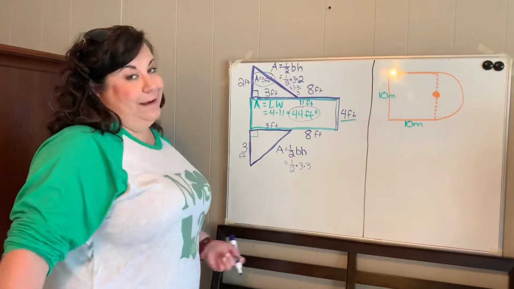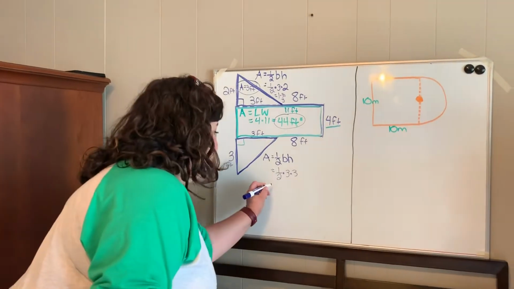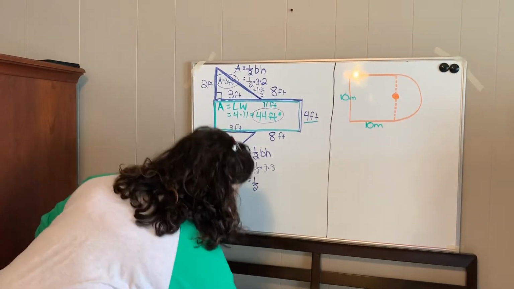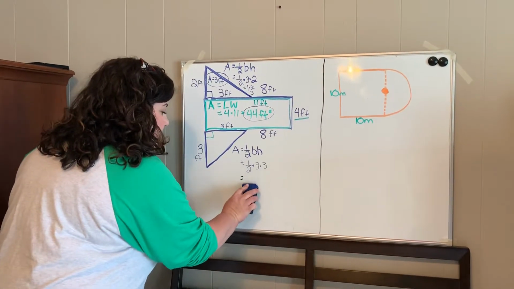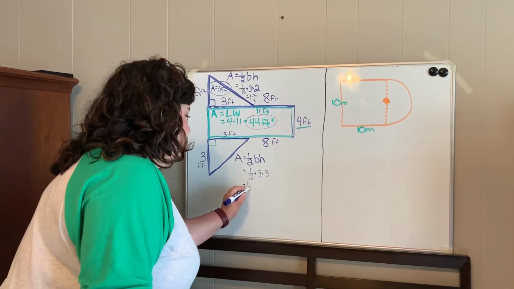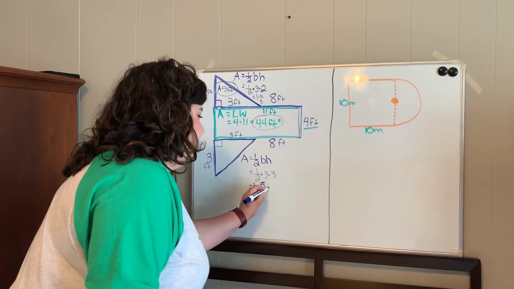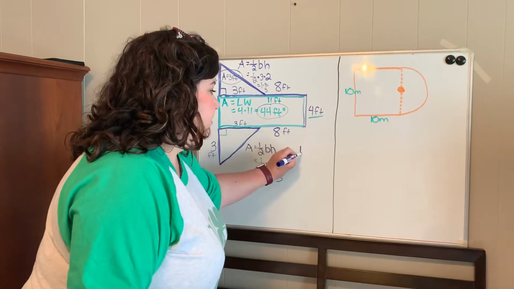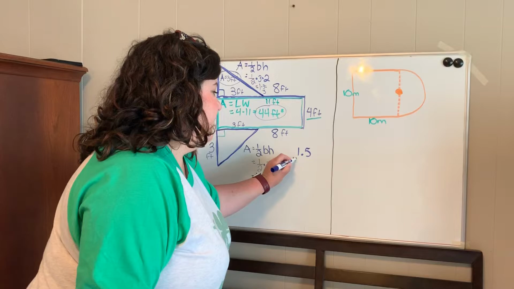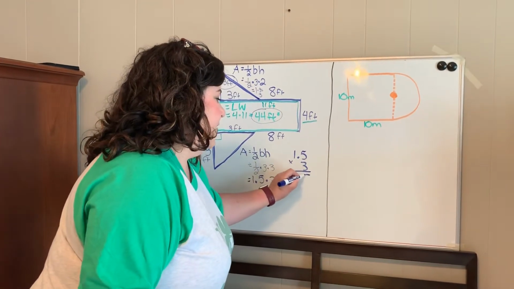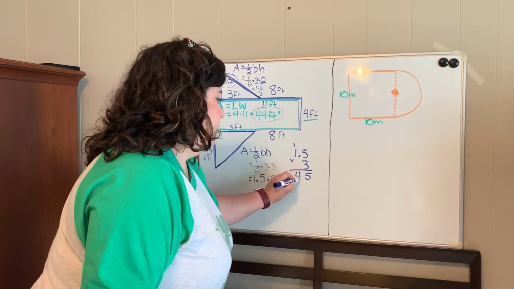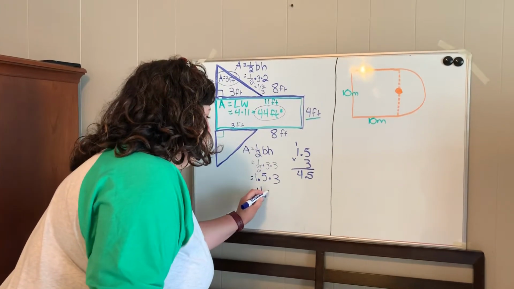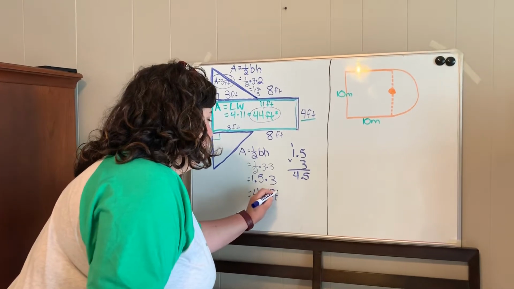So now half of 3 is 1.5. So I'm going to say 1.5, not 1/2. I'm going to say 1.5 times 3. And you can always go to the side, if you don't know what 1.5 times 3 is, multiply it out. Make sure that you count your decimal places. And I get 4.5 feet squared.